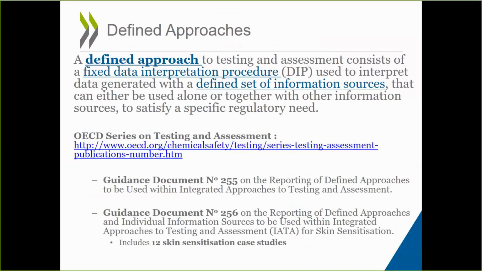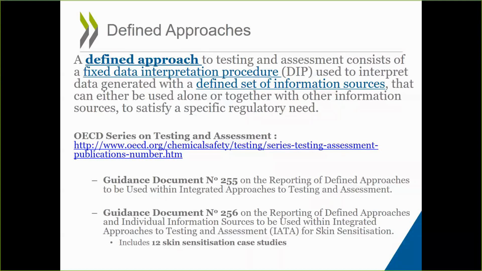So for our purposes here today, a defined approach to testing and assessment consists of a fixed data interpretation procedure that's used to interpret data that are coming from defined information sources. So another way of saying this is that any two people using the same information sources and the same fixed data interpretation procedure should come to the same conclusion. These are not flexible, and they're intended to satisfy a particular regulatory need.